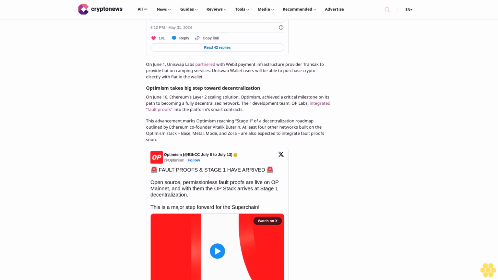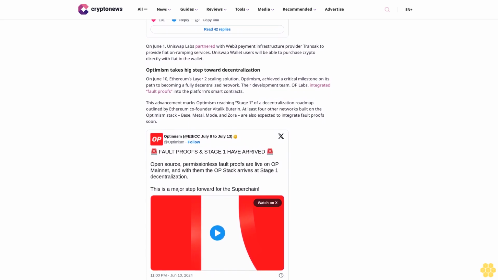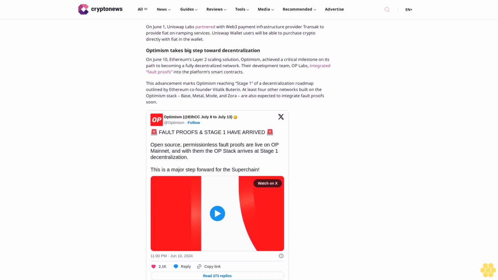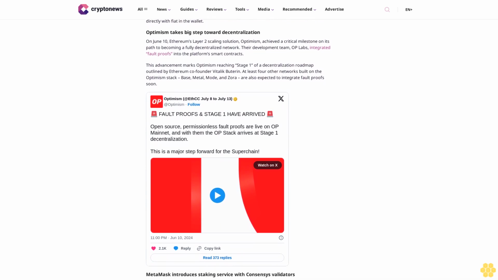On June 3rd, Uniswap Labs partnered with Web3 payment infrastructure provider Transak to provide fiat on-ramping services. Uniswap wallet users will be able to purchase crypto directly with fiat in the wallet.